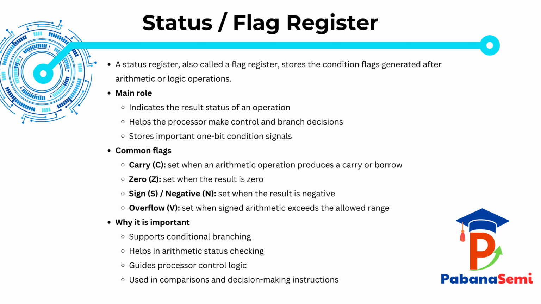Common flags include the carry flag, which indicates a carry or borrow in arithmetic operations. The zero flag, which is set when the result is zero. The sign or negative flag, which shows that the result is negative. And the overflow flag, which indicates that a signed arithmetic result exceeds the allowed range. These flags are very important because they support conditional branching, comparisons, and decision-making instructions inside the processor.